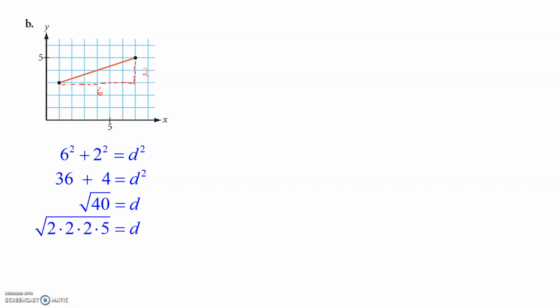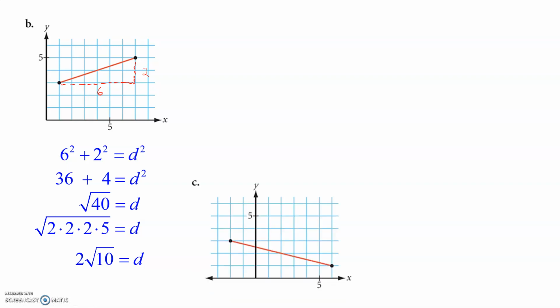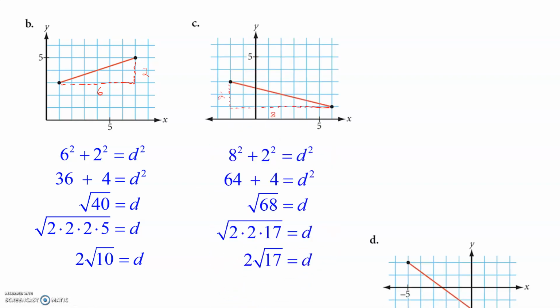40 is equal to 2 times 20. So here's that 2. 20 is 2 times 10, so that's that 2. 10 is 2 times 5. I could have made a factor tree, but I just did it like this. Now those two 2's are going to come out as a 2, and the 2 and the 5 are going to stay inside as a 10, so the answer in simplest radical form is 2 times the square root of 10. And there are 2 more examples like that.